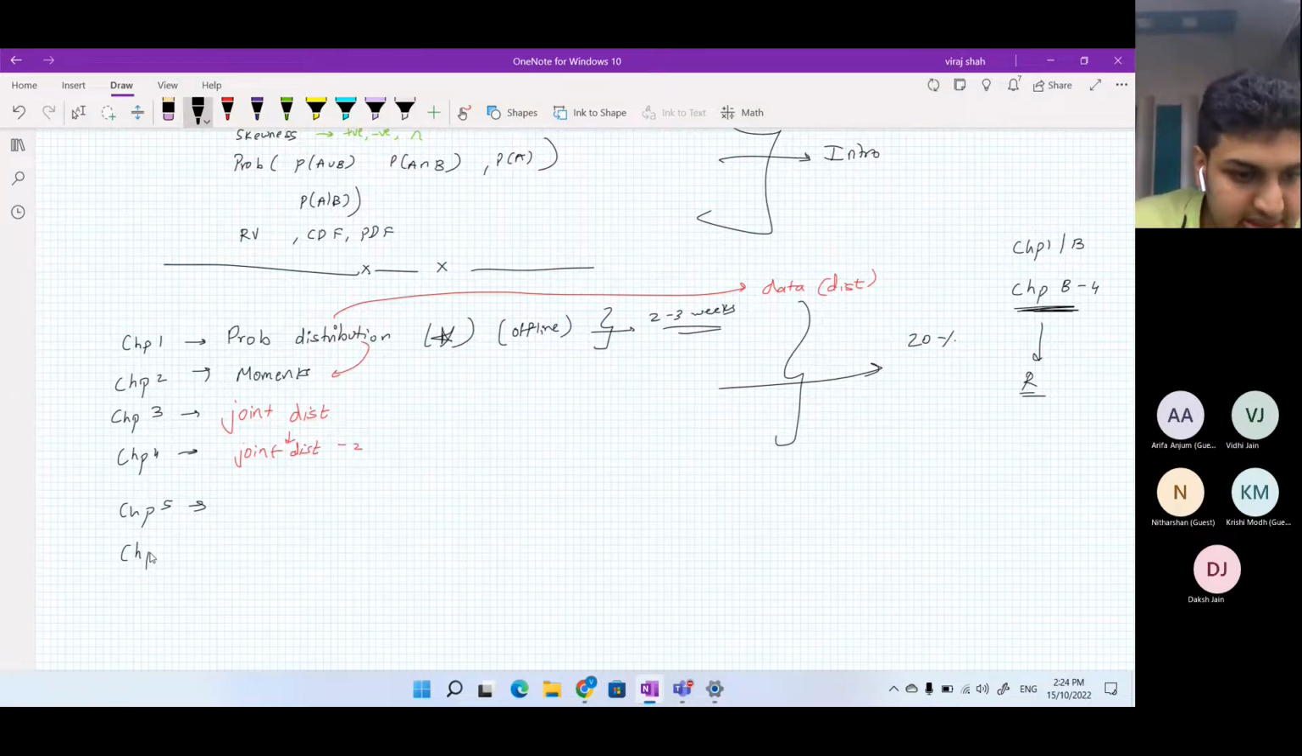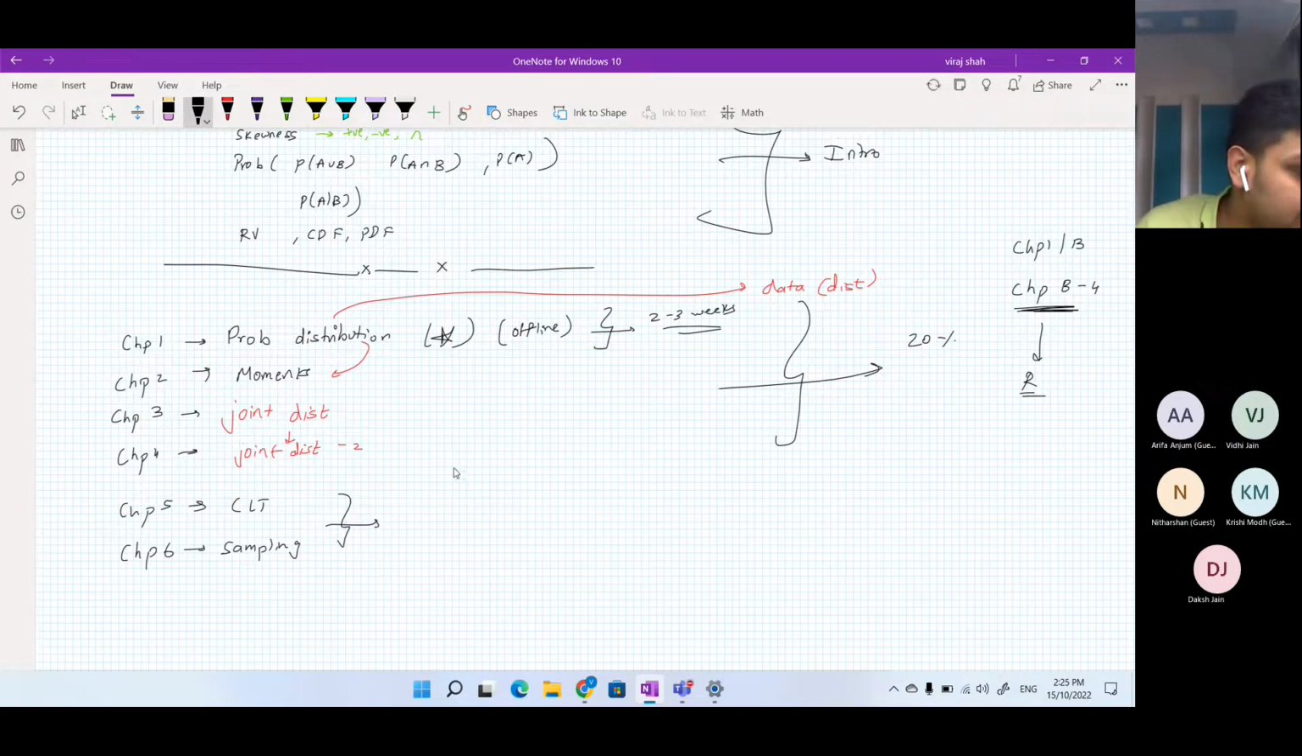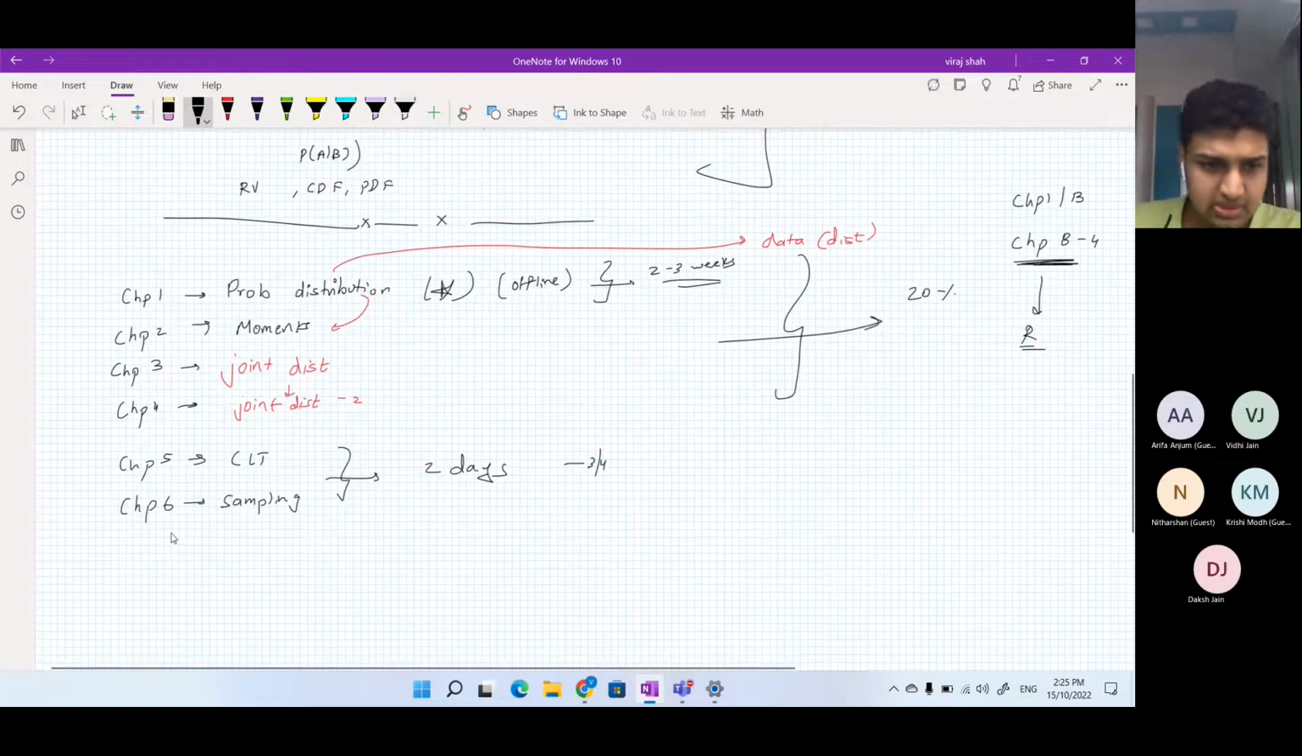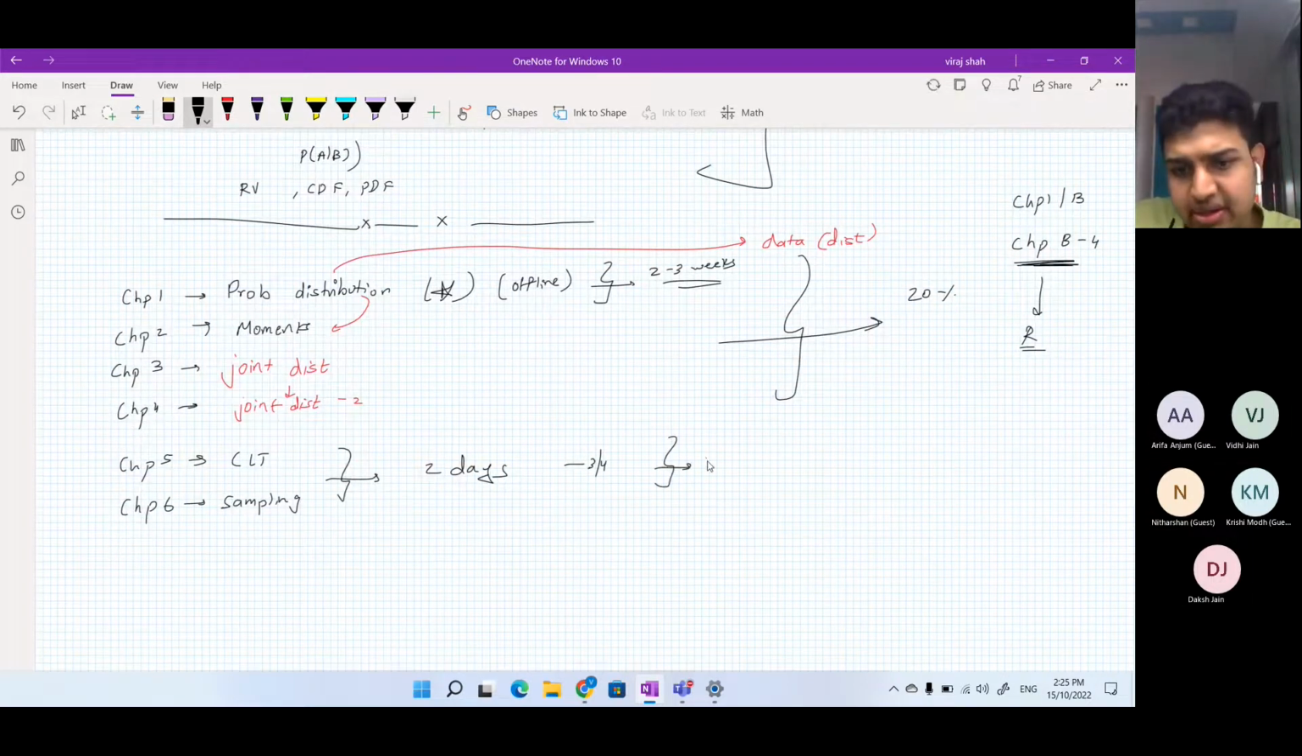Chapter 5, chapter 6. Chapter 6 is nothing but central limit theorem, CLT, and this is sampling. Both these chapters are very easy. It will hardly take you like 2 days to basically learn the chapter and 3-4 days to solve it. So these two chapters can be done in 1 week. Then we move on to chapter 7.